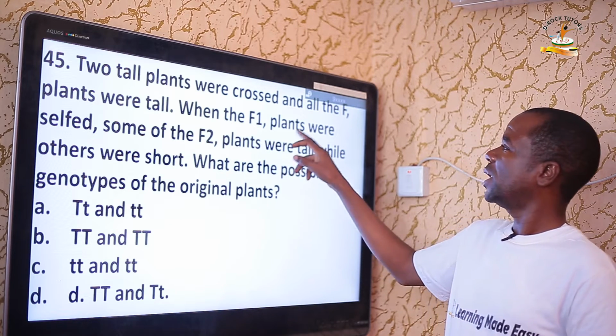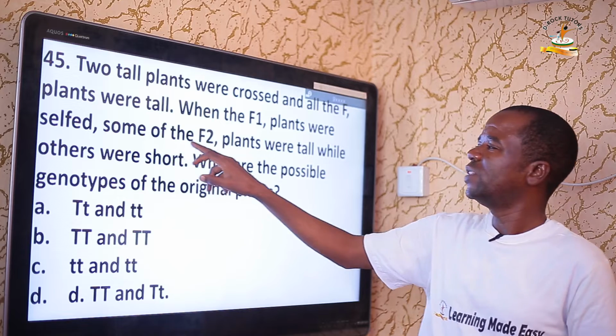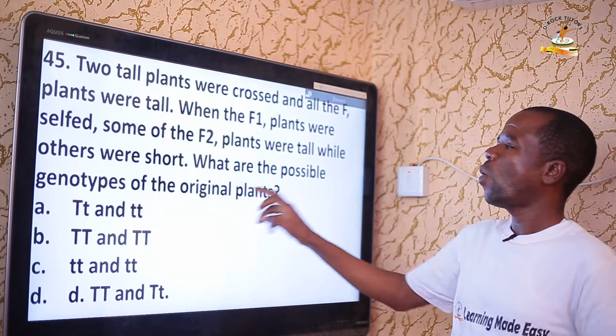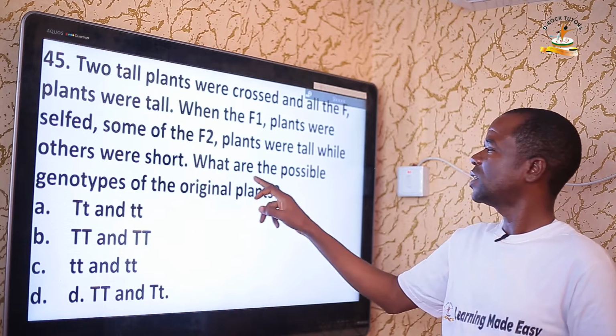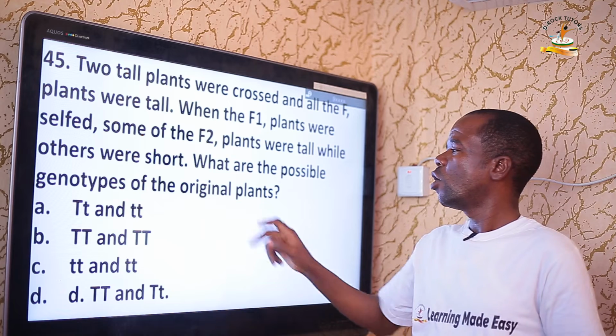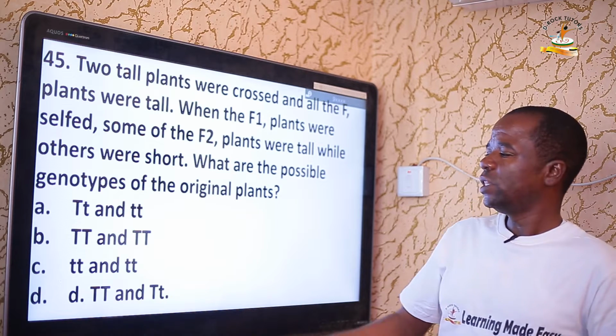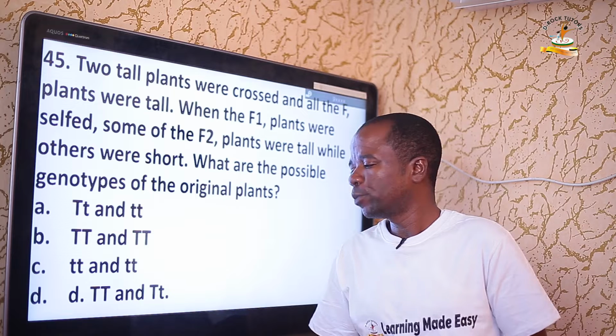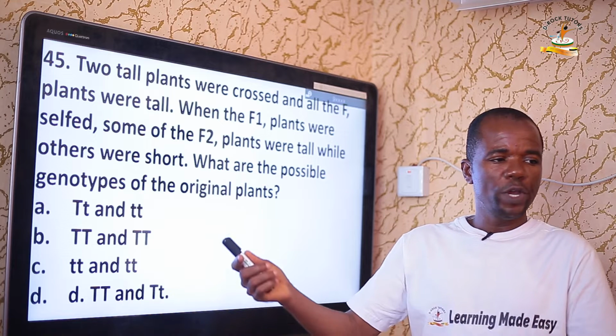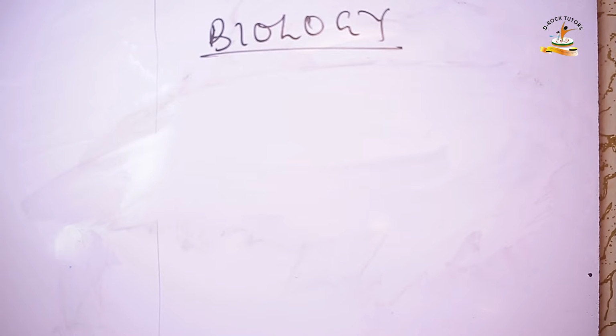When the F1 plants were selfed, some of the F2 plants were tall while others were short. What are the possible genotypes of the original plants? The correct answer here will definitely be option D. How do we know that? So let's see how we can find out that the correct answer is D here. Let's take a look at the board.